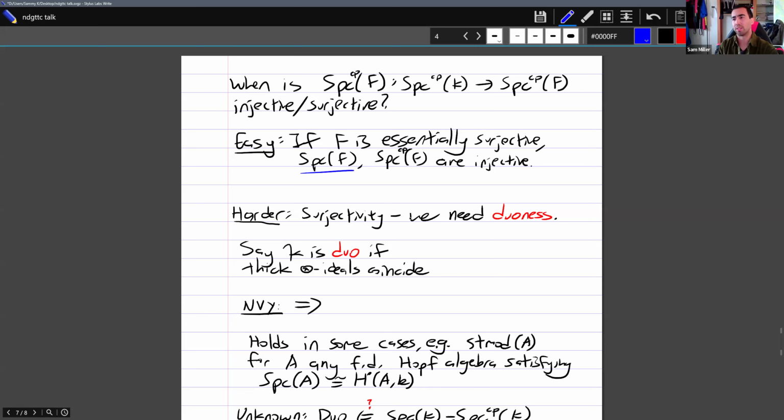And in this case, we need an additional condition which we call duoness. I can't say duality because that already means something else. So we say that our category K is duo if left, right, and two-sided thick tensor ideals coincide. And Nakano-Vashaw-Yakimov proved that this actually implies that all primes are completely prime.